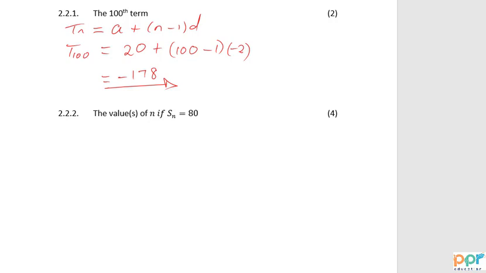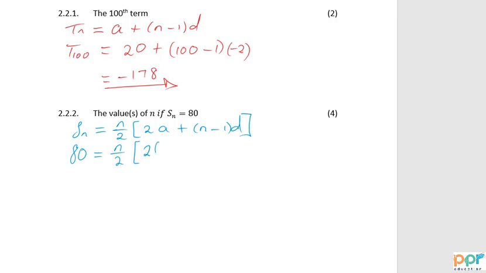I know it's an arithmetic series. So what is the formula for the sum of an arithmetic series? It's n over 2 times the bracket 2a plus n minus 1 times d. Remember, you know the sum to n terms equals 8, so I'm looking for n.